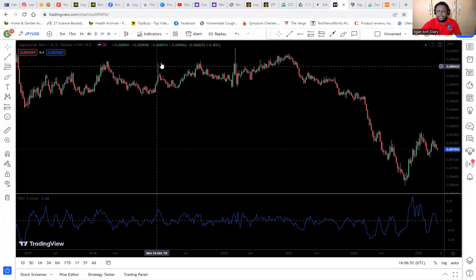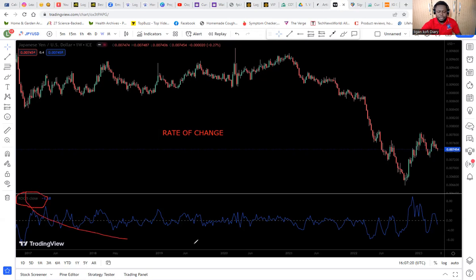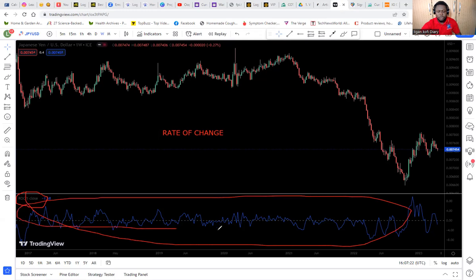When you come to TradingView, there is a tool you will look for. The tool's name is rate of change. If I type it here, rate of change. That is the tool you are going to look for. Or better still, you can type in ROC. So that is the tool here, ROC. What you see down here is the tool. The tool's name is rate of change.